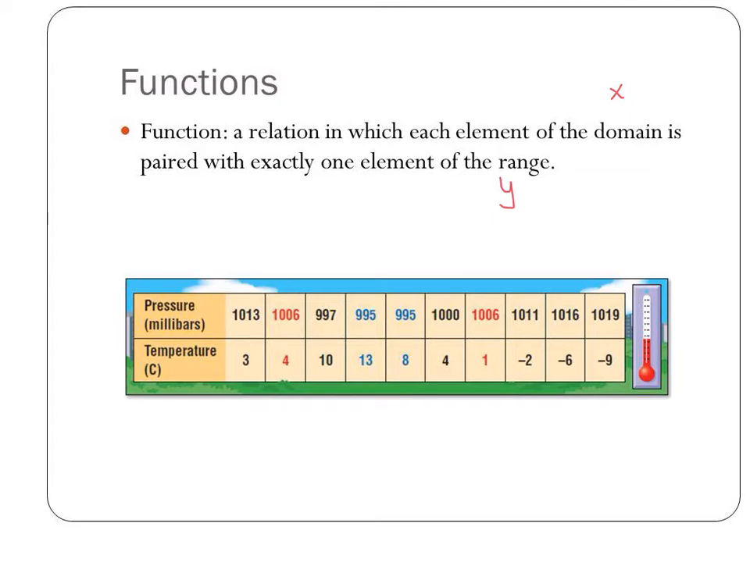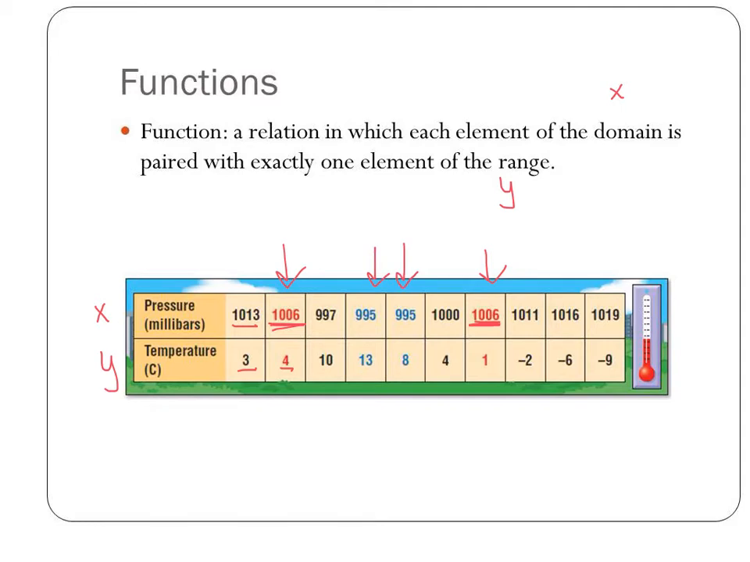Okay, so if we look here, when you read tables like this, it's always x, y, so pressure and temperature. So the temperature would depend on the pressure. So every time the pressure is 1013, the temperature is 3. Every time the pressure is 1006, the temperature is 4. Well, so right there, if we can match colored numbers here. There we go. So it would be a function if this time when it was 1006, the temperature was 4, and this time that it was 1006, the temperature was 4.